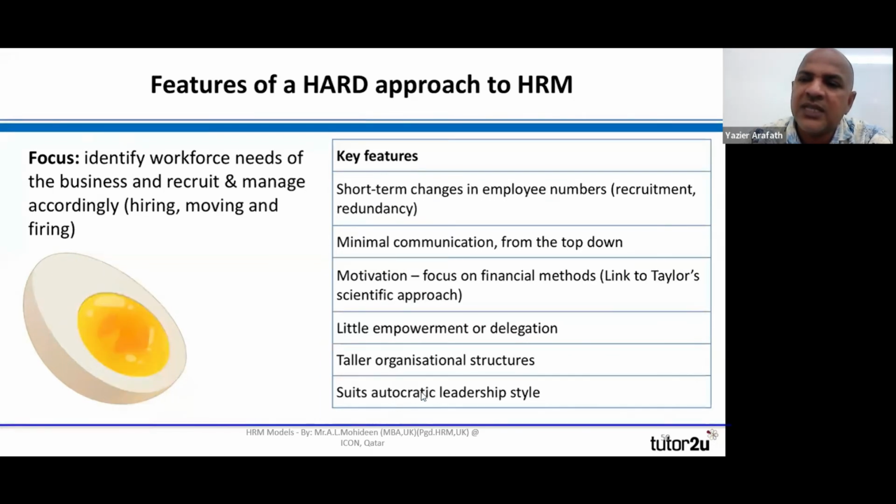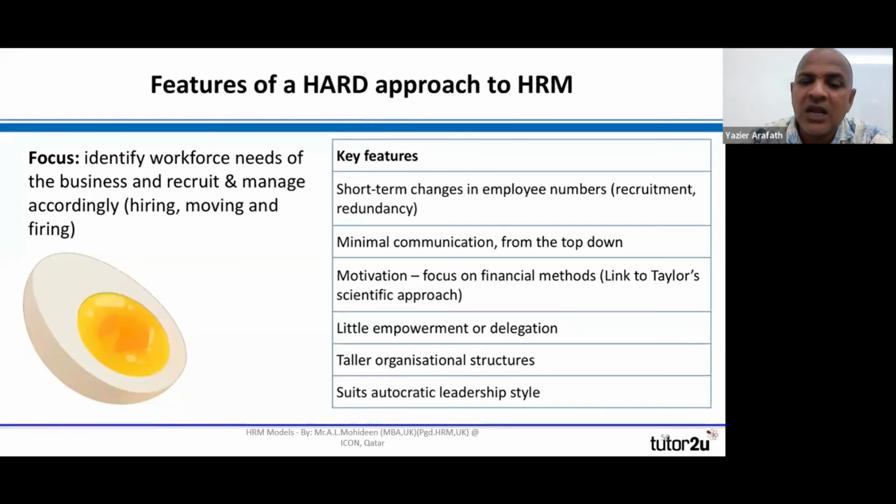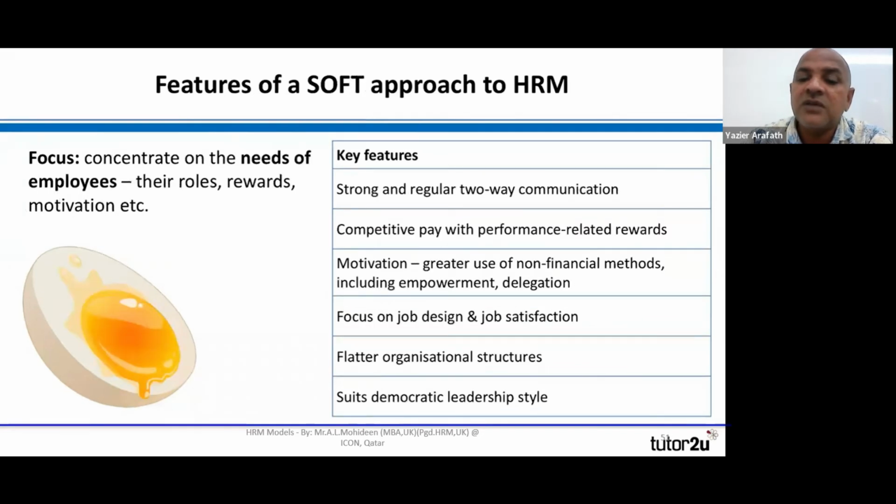Here, when you take the leadership style, soft approach, hard approach: autocratic leadership, the hierarchical order, they want to let the people do everything. They are not asking anything. But in the soft approach, democratic leadership style, they will ask people, they will get the input from the people. The structure model: the hard approach has a taller organizational structure, the hierarchical structure, but the soft approach has a flat structure.